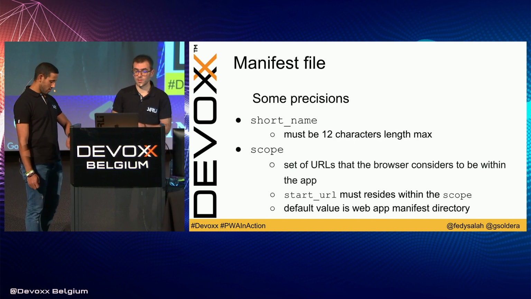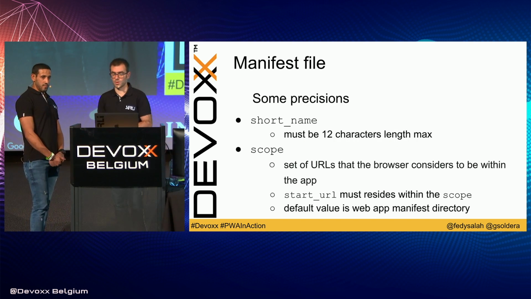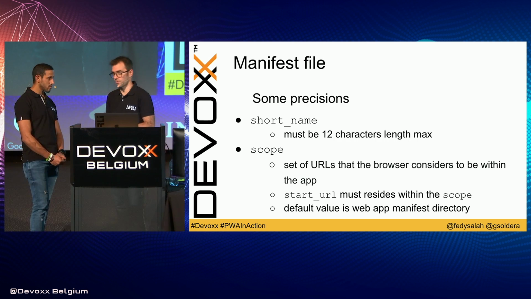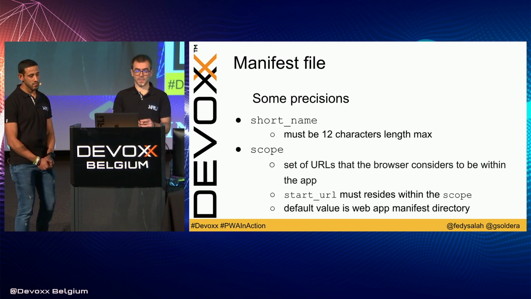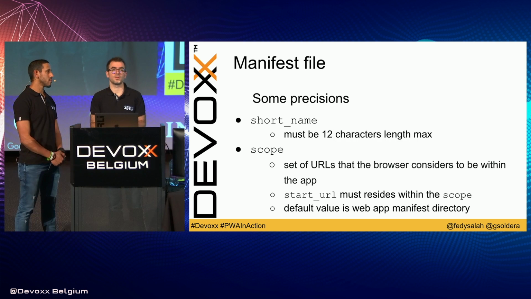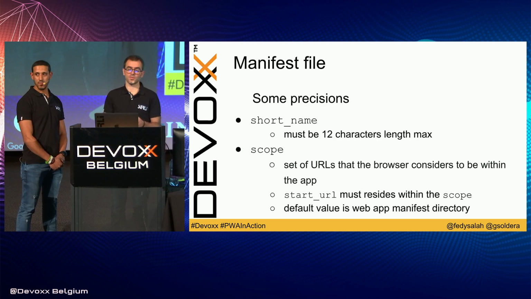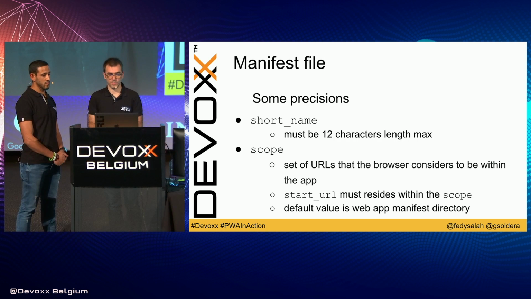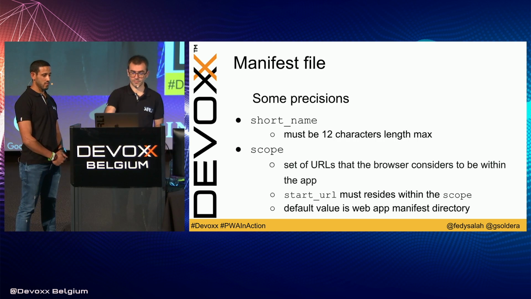Some precisions or recommendations for the manifest file. The key short name must be 12 characters long max. It's a recommendation from Google, so do it if you can. The scope key is a set of URLs that the browser considers to be within the app, and of course, the start URL must be in the scope.